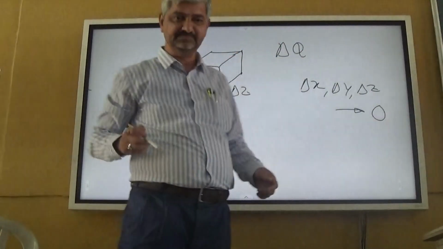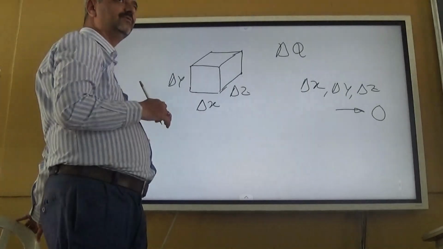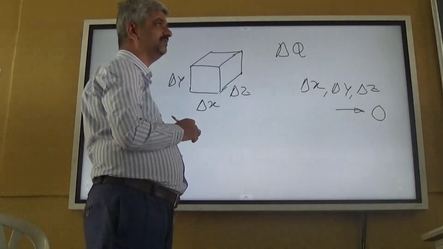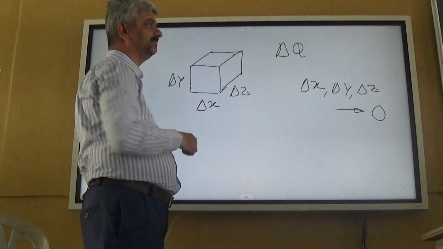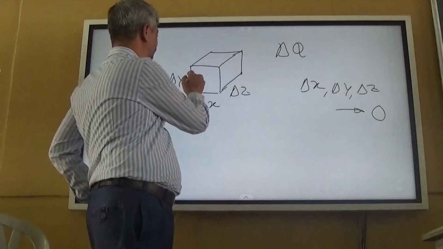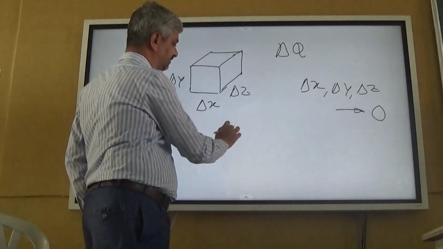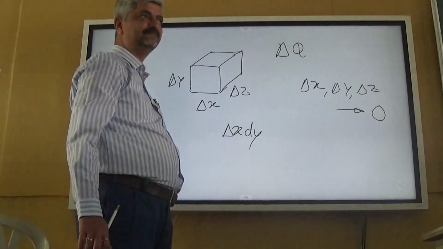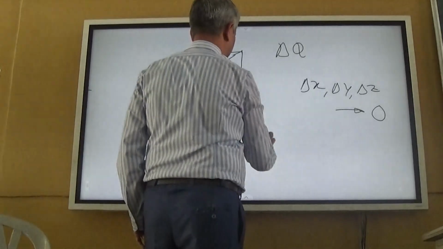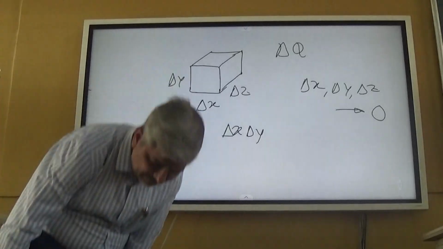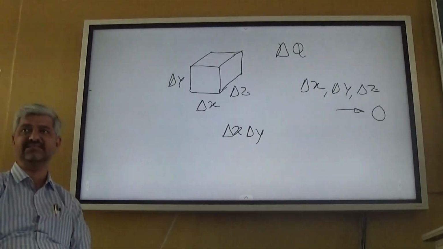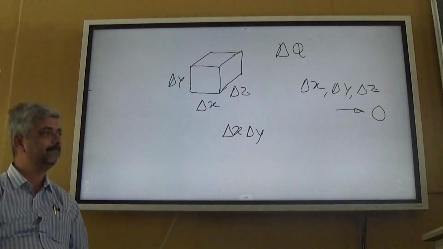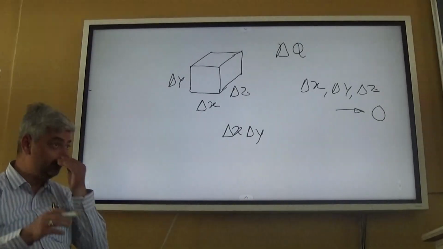So what will happen? So through this surface, delta x delta y, there are six surfaces. So how will you move this ahead?